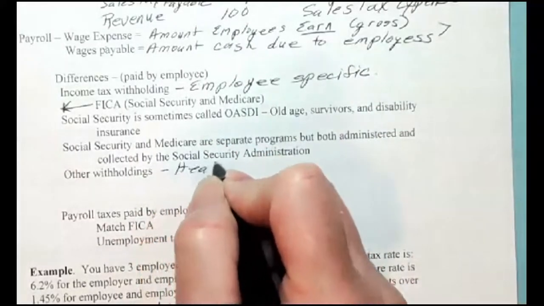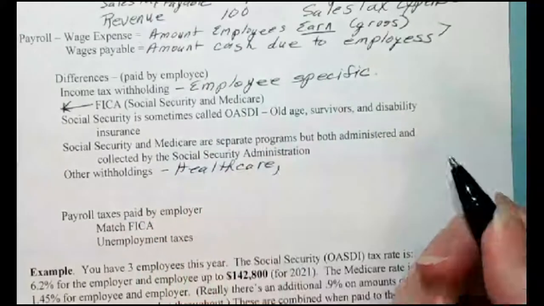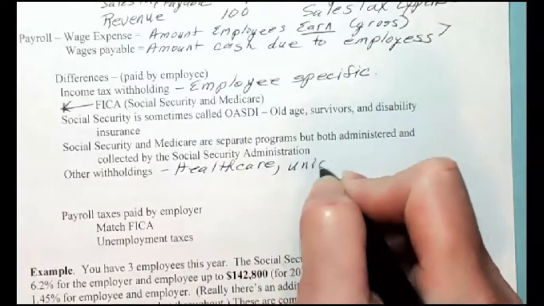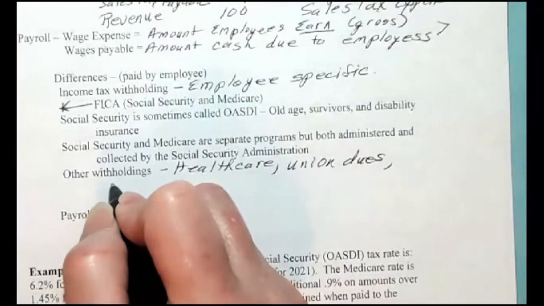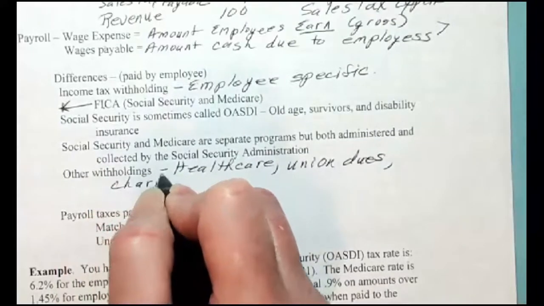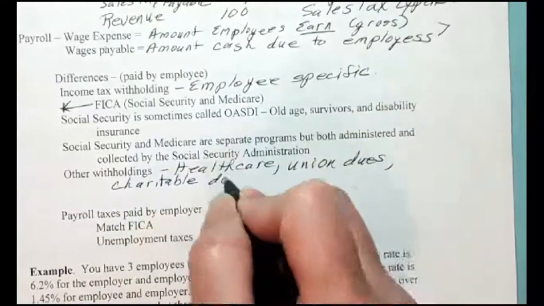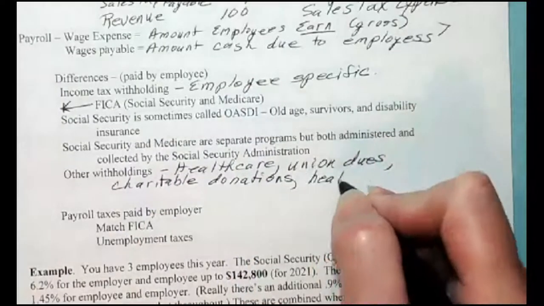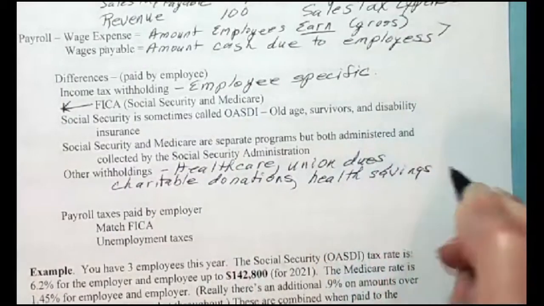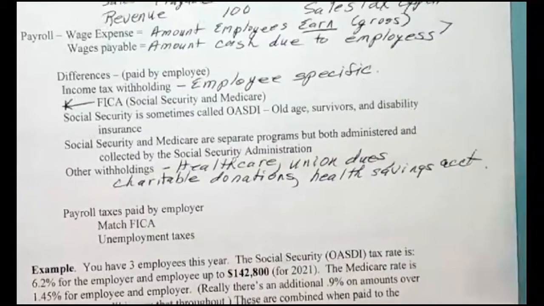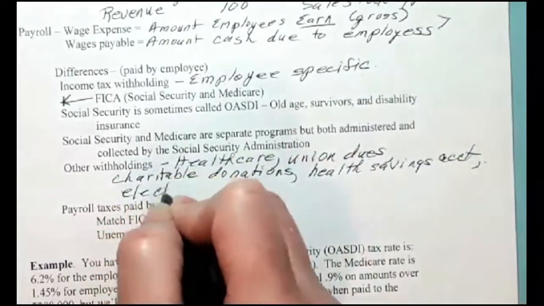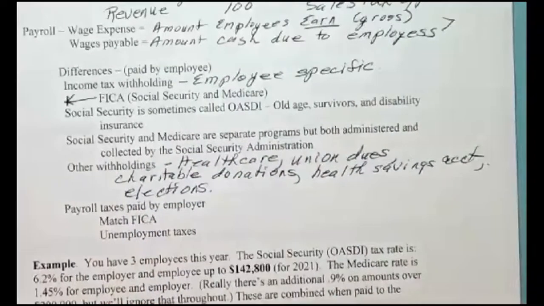And then there's all those other things that they might take out for your check. You might have to pay something for your health care, union dues. And there's all sorts of things you can elect to do. You can do some charitable donations through your paycheck if you want. Set up a health savings account. It basically is a way to avoid taxes on those earnings. So then there's a whole lot of these elections you can make to also reduce your check.